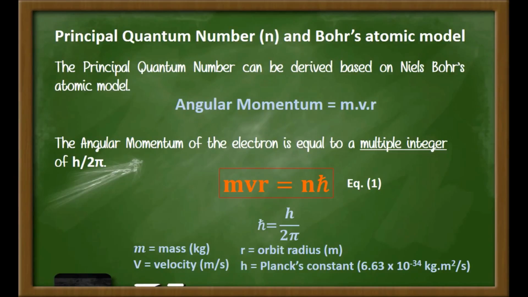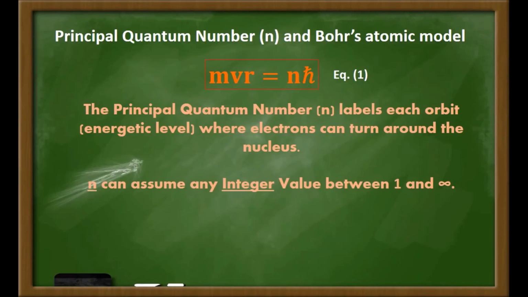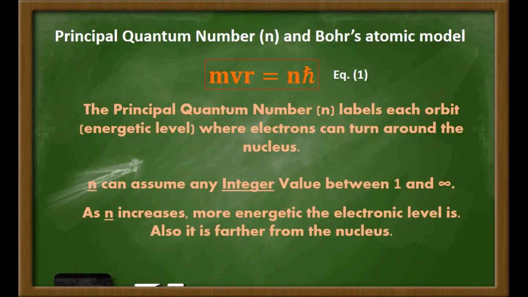The Planck constant h, according to the International System of Units, is equal to 6.63 times 10 to the minus 34 kilograms square meter per second. The principal quantum number n labels each orbit, or energetic level, where the electrons can turn around the nucleus. n can assume any integer value between 1 and infinity. As n increases, the more energetic the electronic level is. Also, it's farther from the nucleus.